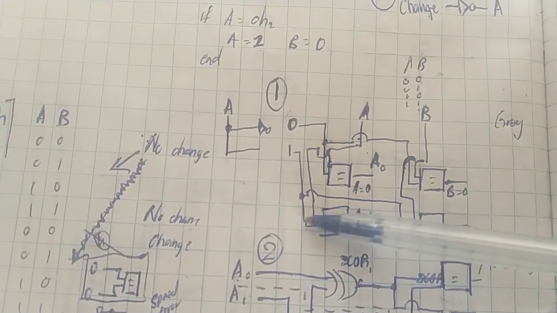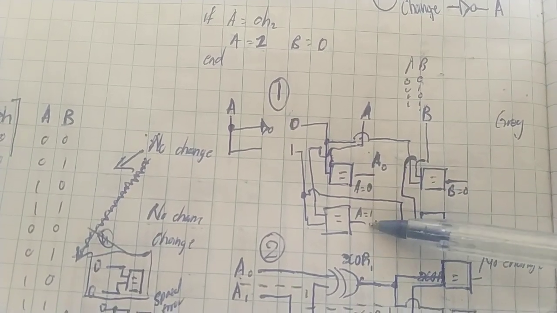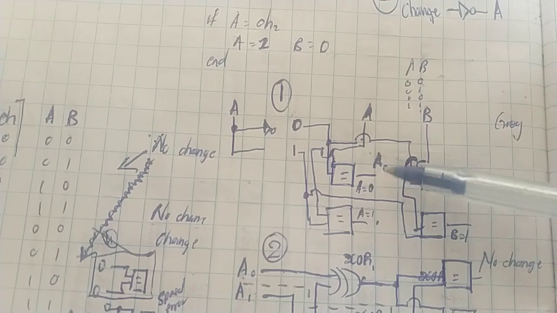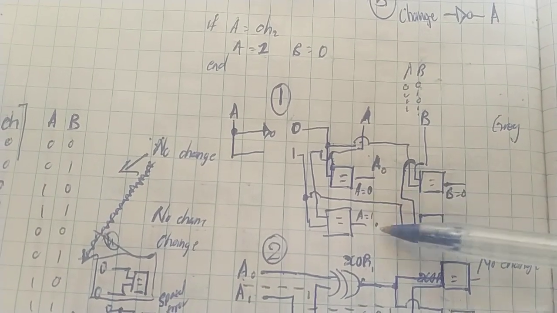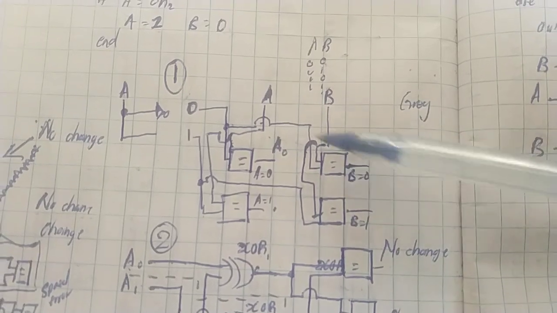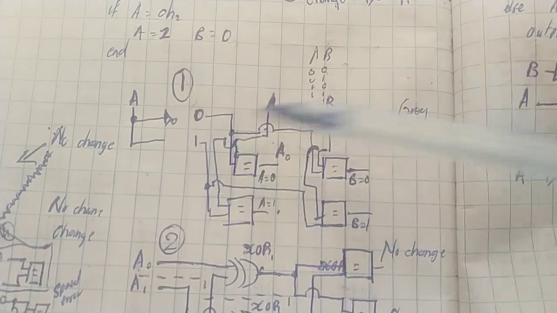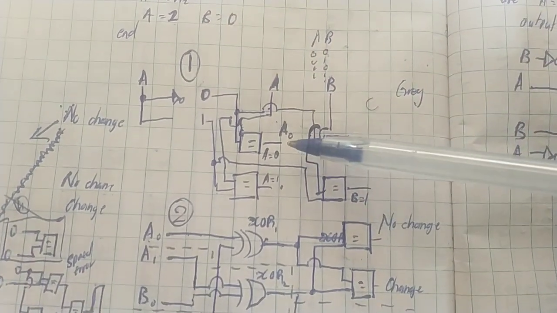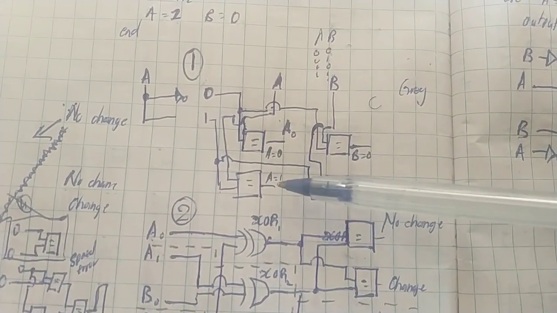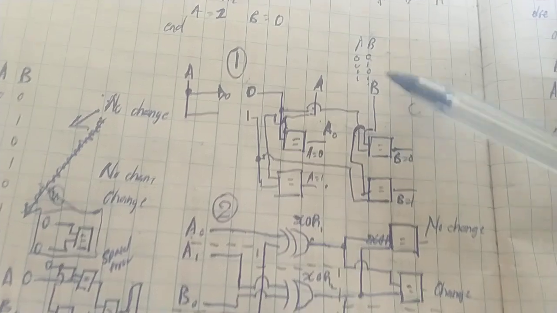So this equals is being compared to a 1. If it's true, I'll get a 1 here. If it's 0, it's a 1 here. Same happens for B. I'm comparing B with 0 and B with 1. So I'll know if A is 0 or A is 1, or B is 0 or B is 1.